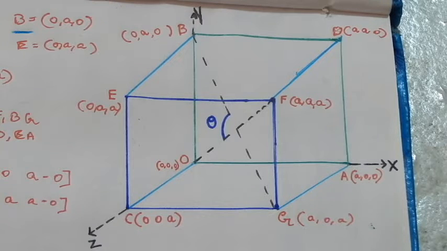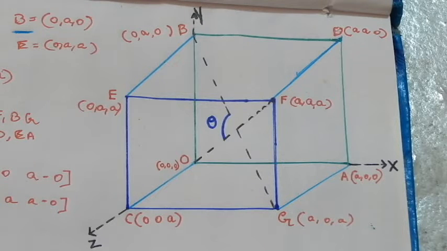Similarly, vertex E falls on the yz plane, so coordinate x is 0, and vertex G falls in the xz plane, so coordinate y is 0, and vertex D falls on the xy plane, so coordinate z is 0. So the first step is over.